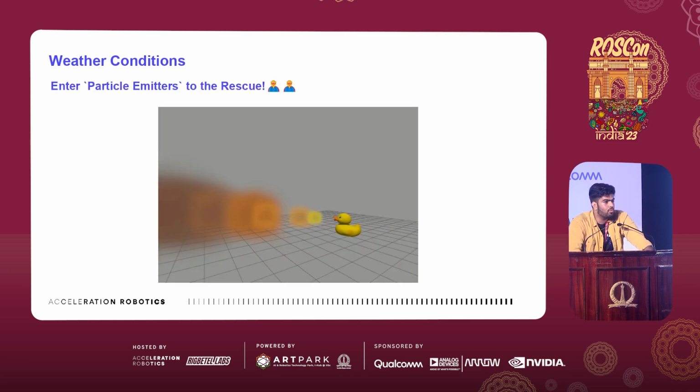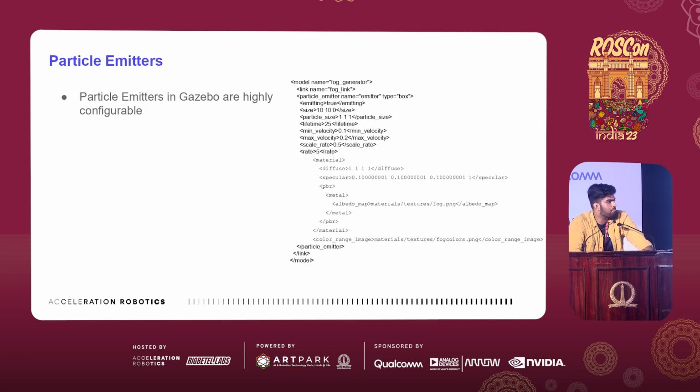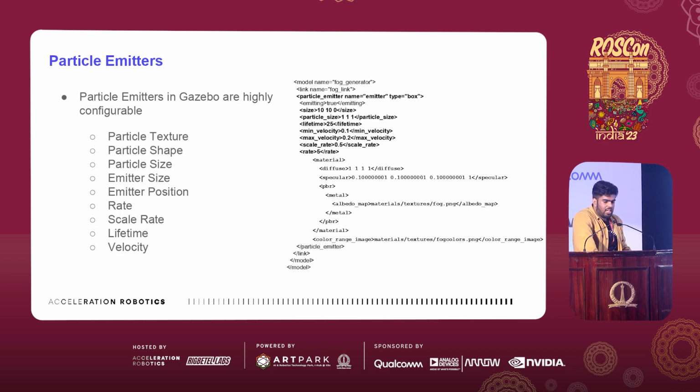So yeah, anyone know what a particle emitter is? It's something like a 2D array of images which has a lifetime and continuously appears and disappears depending on your configuration. These emitters are highly configurable. So you can have particle texture, particle shape, particle size, particle emitter size, particle velocity, and lots of things.